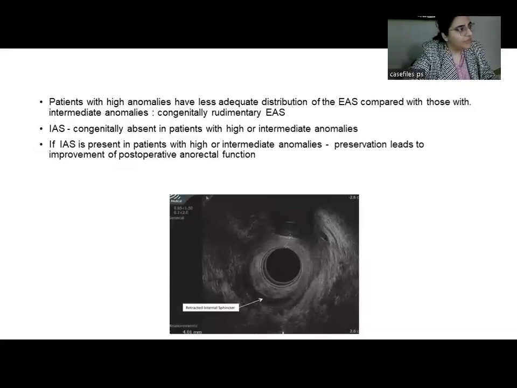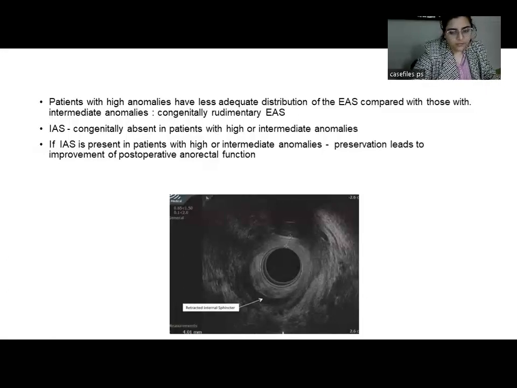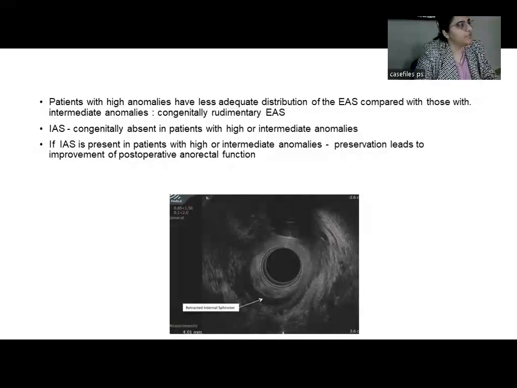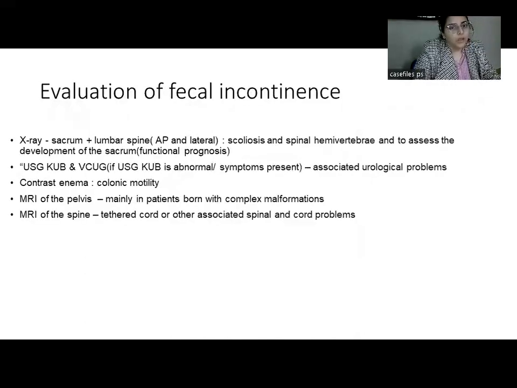And similarly, the internal anal sphincter is supposed to be congenitally absent in patients with high or intermediate anomalies. However, it's not that every patient with a high or intermediate anomaly will not have a well-developed internal anal sphincter. If it is present in these patients, the preservation of the sphincter can help in improving the post-operative anorectal function. Therefore, in the post-operative period, if we can assess the same by USG, it will help us determine whether the patient is having good or bad prognosis.